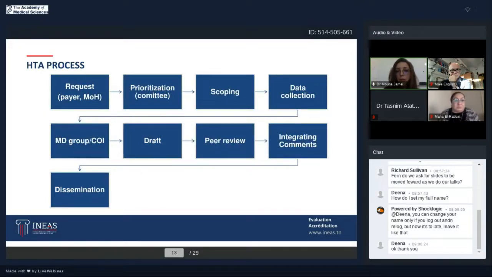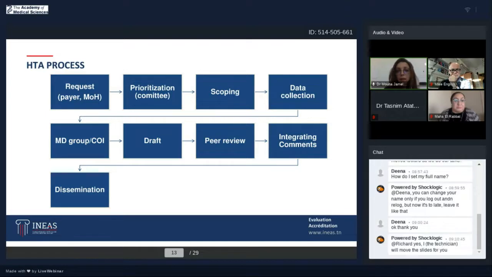So very quickly, the HTA process that we have set up at INEAS, based of course on international practices. First it starts by request, then it goes through a prioritization committee. We are a small team, so we won't be able to do all the technologies systematically. So we try to prioritize which assessment would be the most impactful on decision making and on investing resources in our setting. Then we go through a scoping phase and data collection. It is done through systematic review of literature, but also through the submission of pharmaceutical companies.